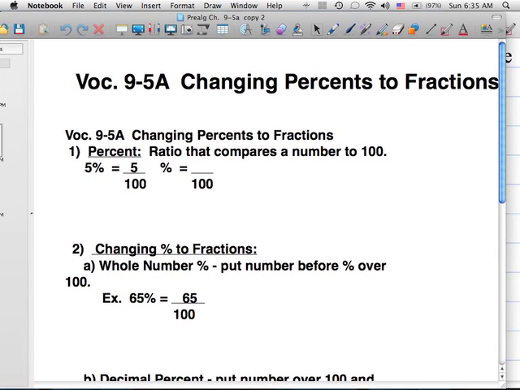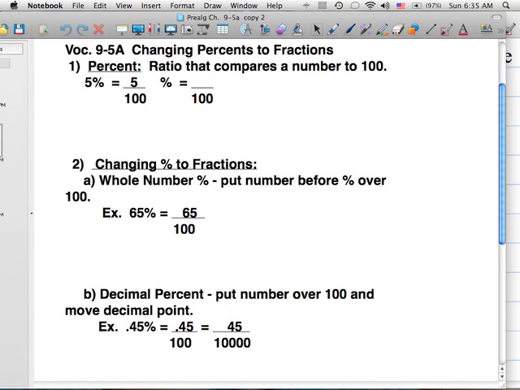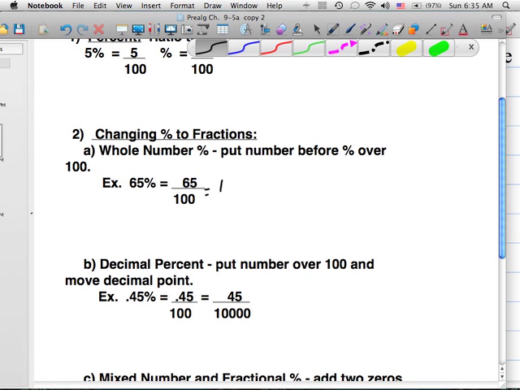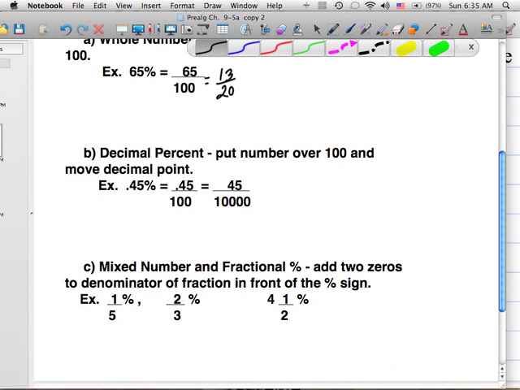So if I want to change a percent to a fraction, if it's a whole number percent, I put the number that's in front of the percent sign over 100, so 65 hundredths, and then I simplify. 5 goes into 65 once and into 100 20 times. So the percent sign means I have to put that number in front over 100 or divide by 100. If I have a decimal percent, I still follow the rule, put what's in front of the percent sign over 100.